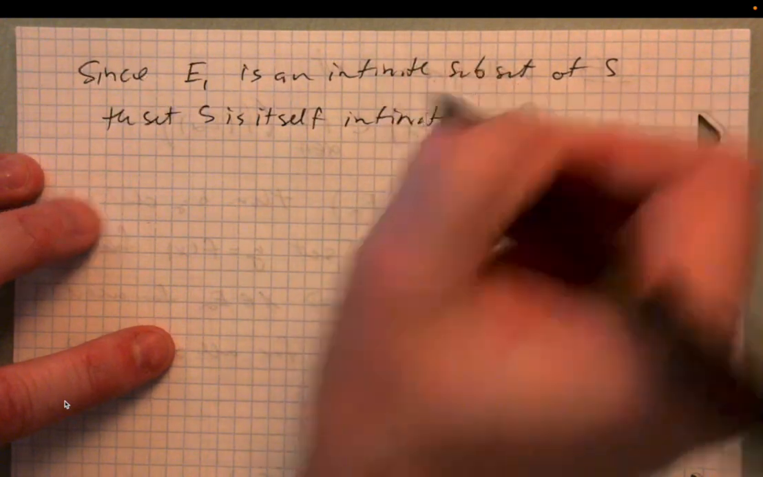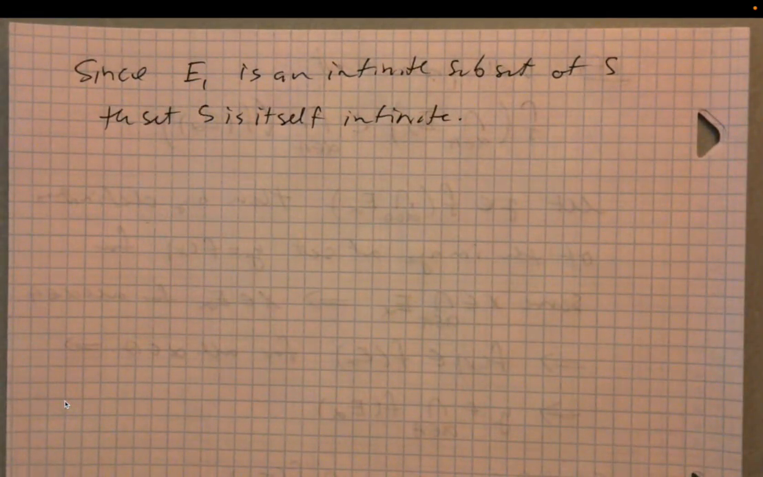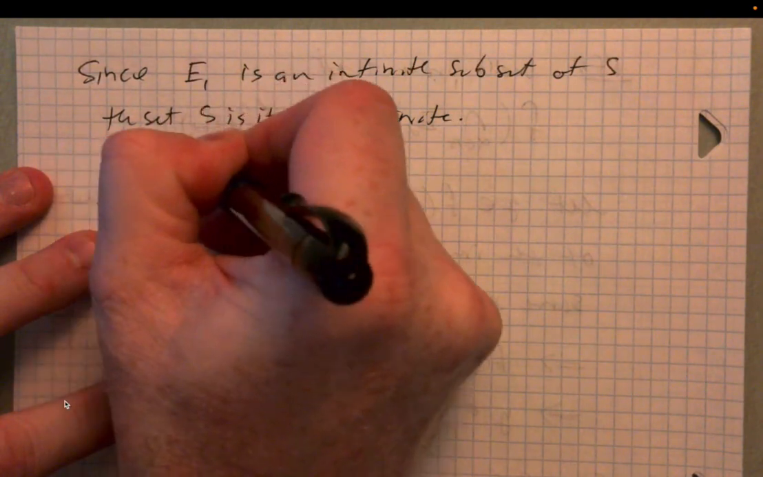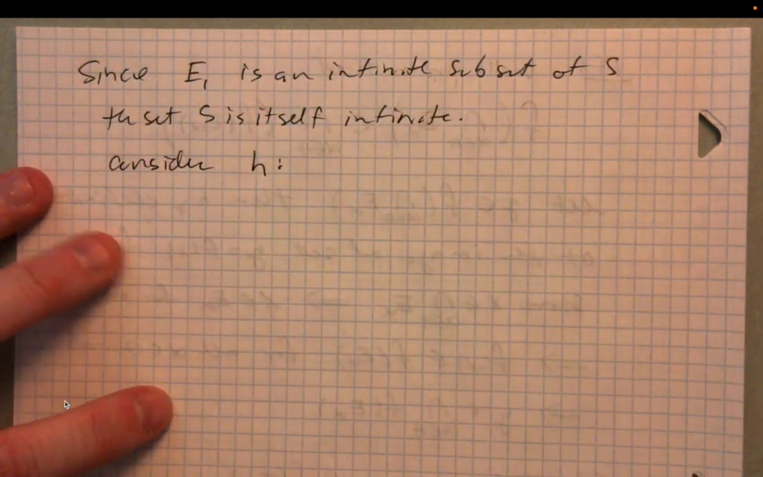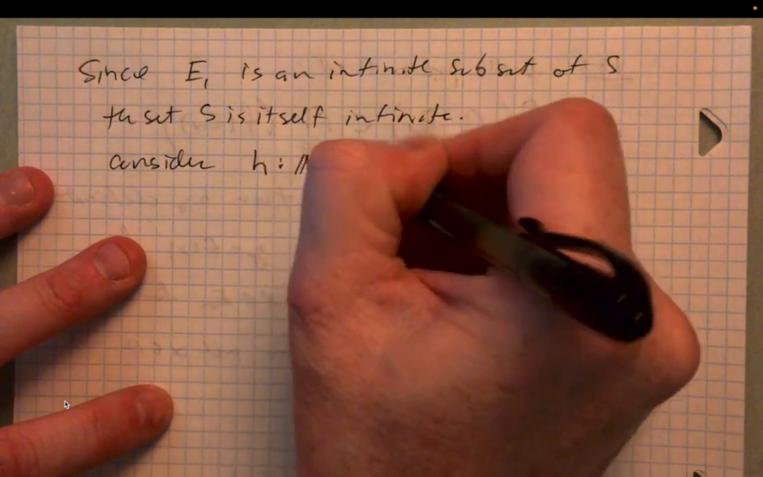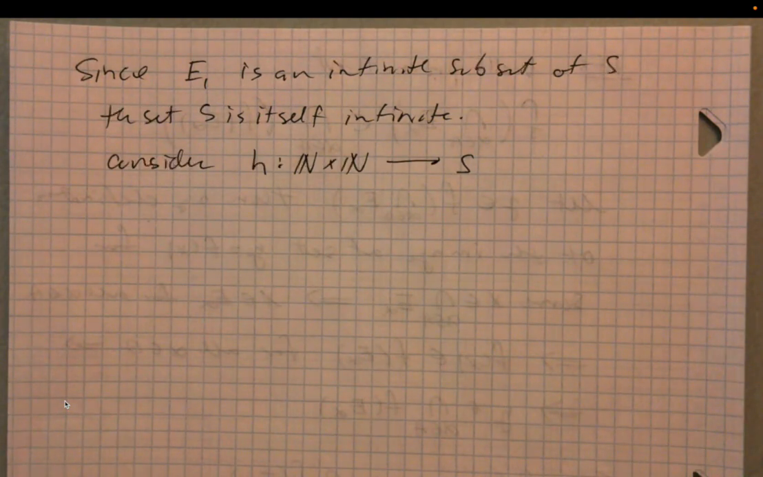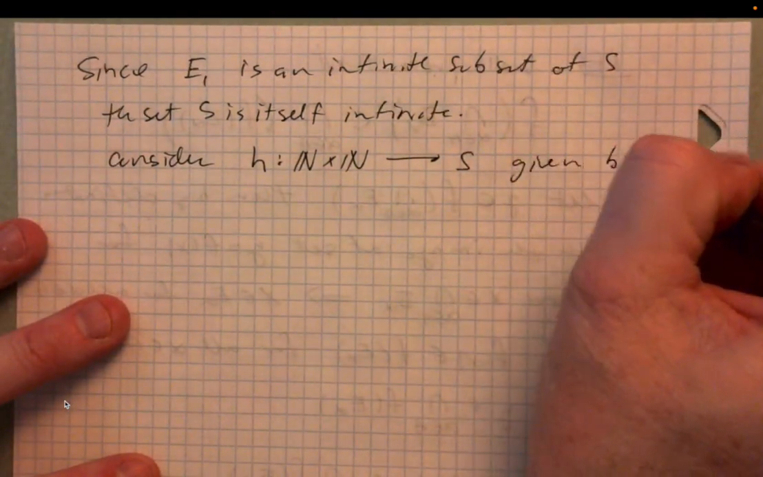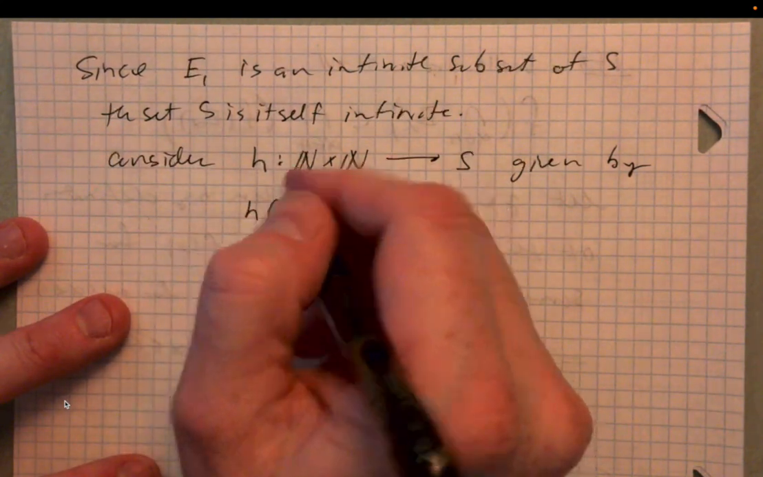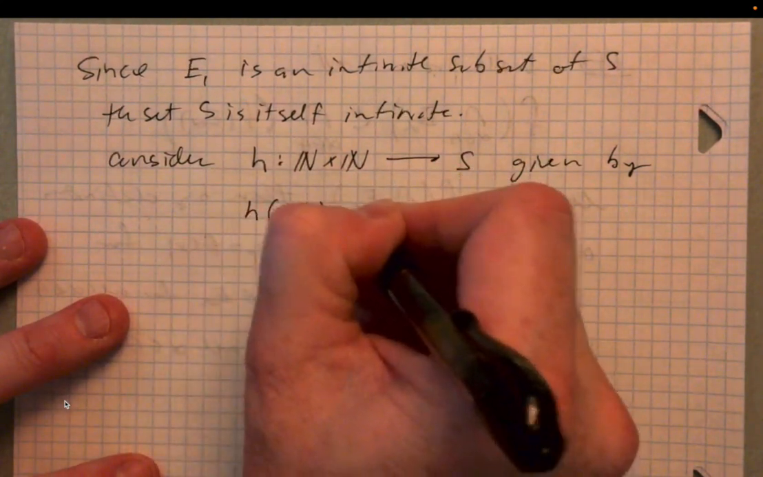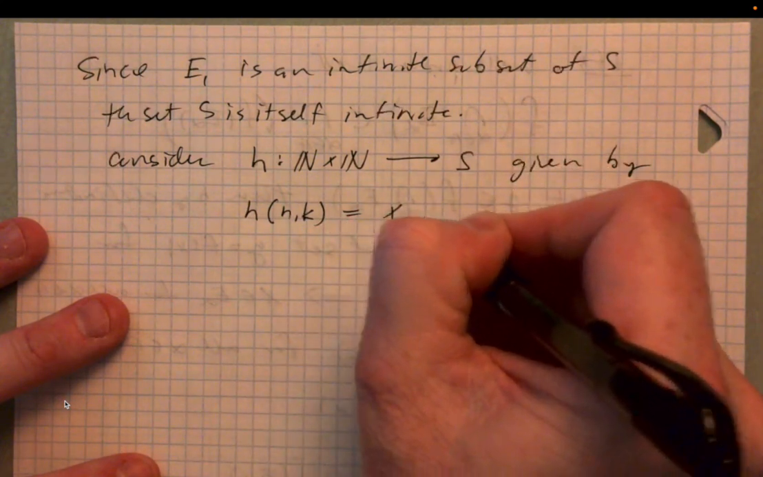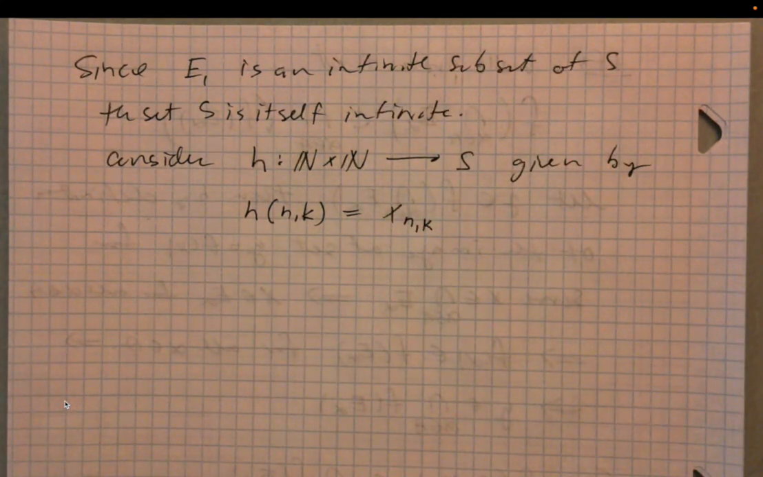Okay, establishing that. Now let's consider the function h that's going to map from N cross N to S. Consider this function, and it's going to be given by h of (n,k) equals x sub n,k, where n,k is the subscript. Okay. Now the function h is a mapping.